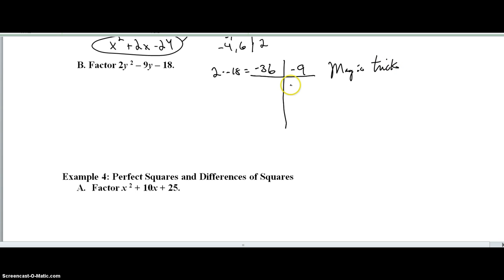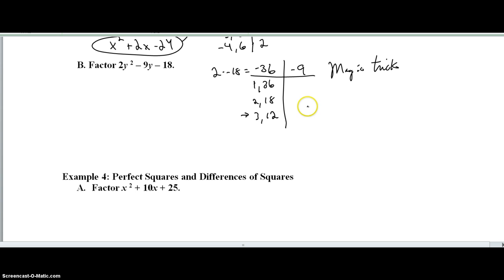Alright, so factors of 36. We've got 1 and 36. We've got 2 and 18. We've got 3 and 9. Or not 9, 3 and 12. 3 and 12, and we want them to add to 9. So, looking here, I got 12. Well, 12 minus 3 gives us 9, so this is going to be the factors that I'm going to use.